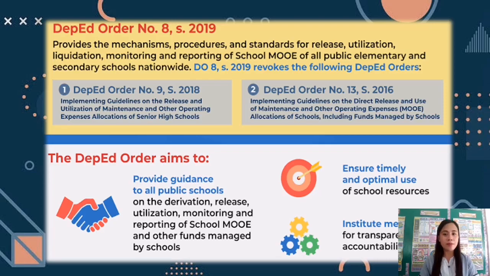The aims of the Department of Education are to provide guidance to all public schools on the derivation, release, utilization, monitoring, and reporting of school MOE and other funds managed by schools. It also aims to ensure timely and optimal use of school resources, and lastly, to institute mechanisms for transparency and accountability.